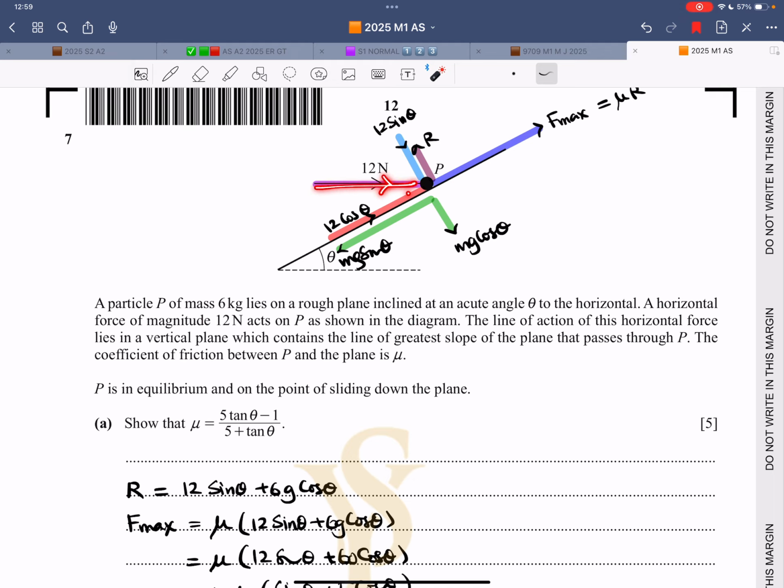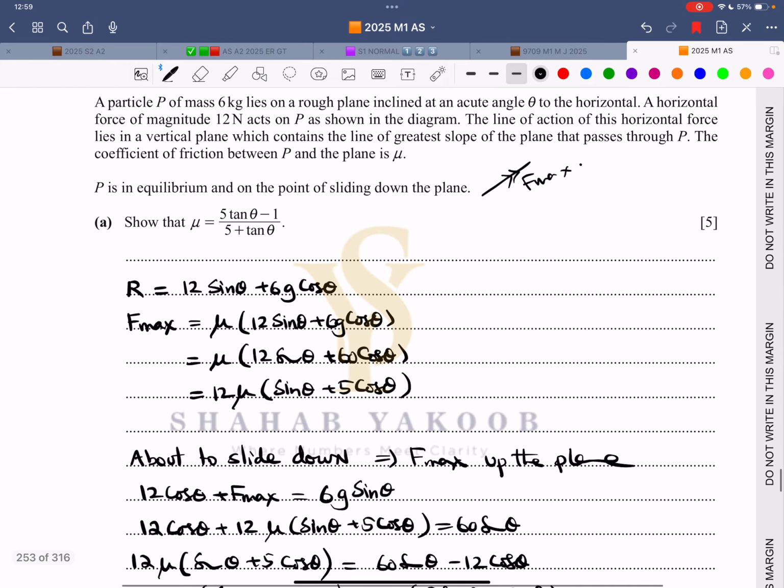If 12 is towards the particle, the two components are towards the particle. The weight component of 6 kg, that is mg sine theta down the plane, mg cos theta perpendicular to the plane. R is acting up. P is in equilibrium and on the point of sliding down, so therefore friction is up. Therefore F max is up. Okay, show that mu is this thing.